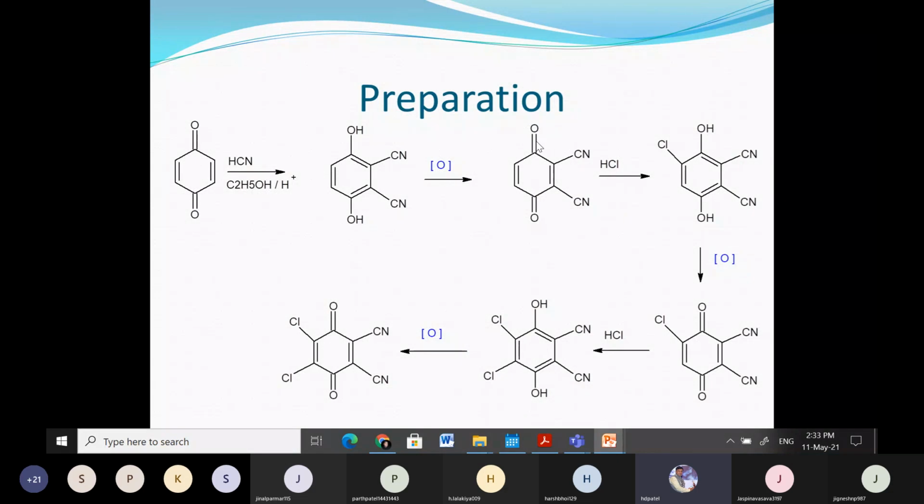Then after further oxidation we again get a quinone derivative. This quinone derivative, by further treatment with HCl, again undergoes addition reaction, and due to the addition reaction we now have a halogen on the ring, and then by further oxidation we get a quinone derivative. This quinone derivative finally, by treatment with HCl, we can introduce one more halogen, and finally further oxidation gives the quinone that is known as DDQ. The DDQ compound we have prepared.